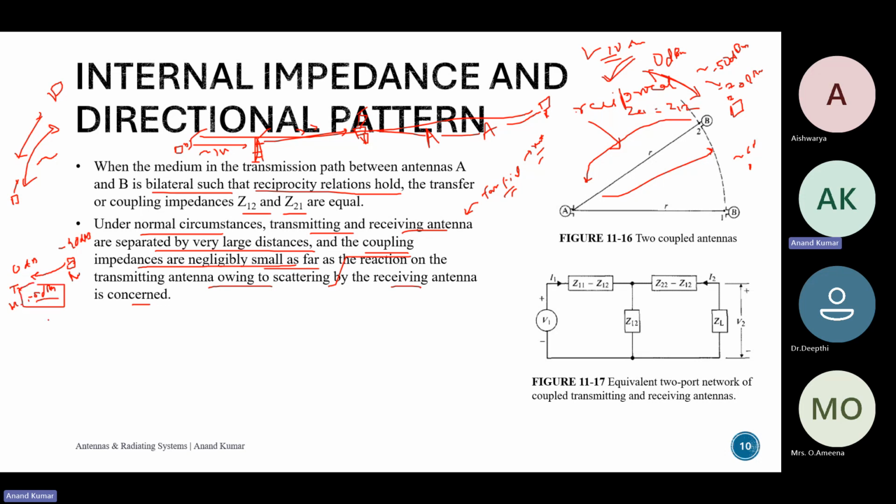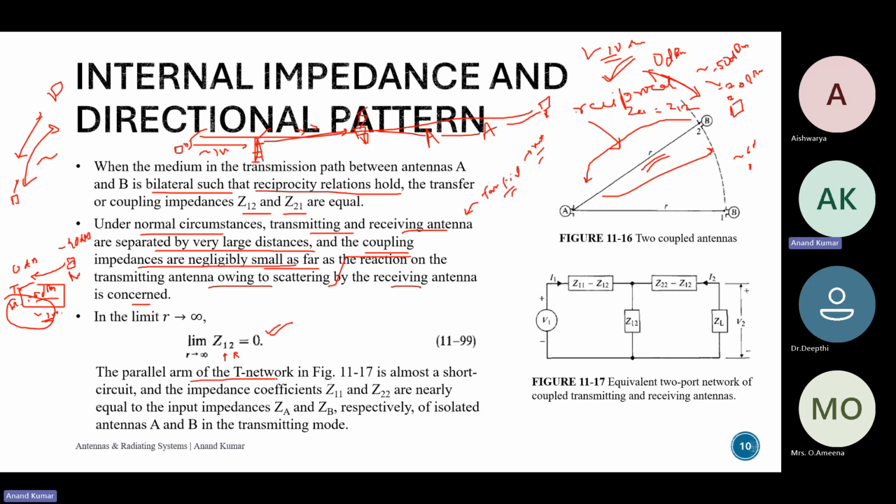This is very close to the noise floor, which will usually be around minus 100 dBm, the thermal noise and so on. So this becomes negligible, and the mutual coupling due to the receiving antenna on the transmitting antenna can be neglected. In the limit of very large distances, the effect on one due to two tends to zero.